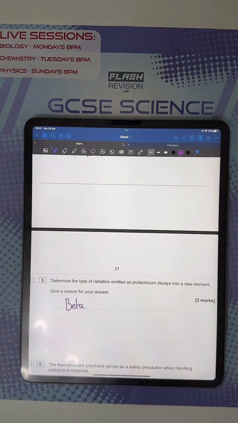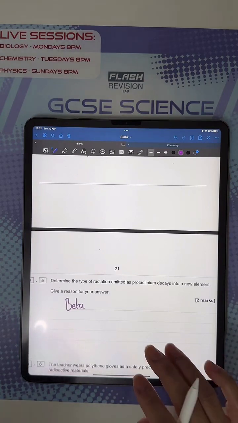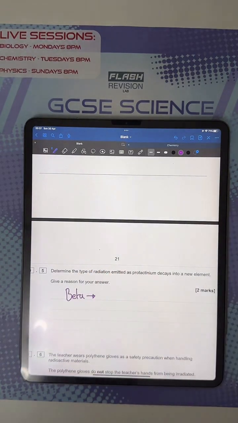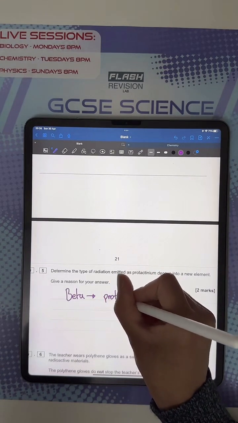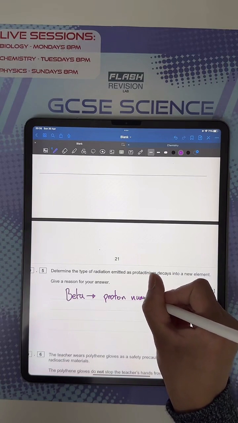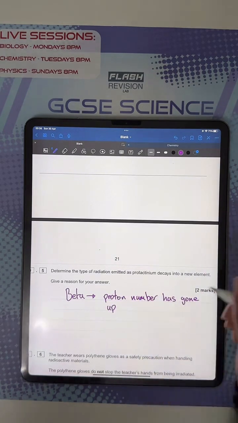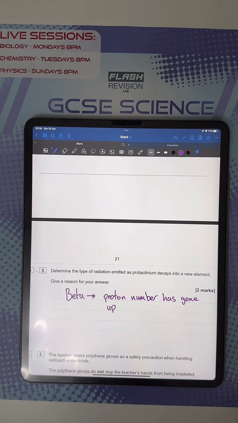How would you get the second mark then? Second mark. No one? Someone told me earlier. It's because what's happened is the proton number has gone up. It only ever goes up with beta decay. Proton number only goes up with beta decay because it's a minus 1 at the bottom.